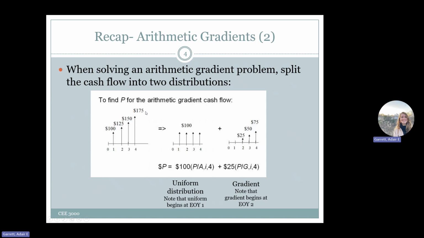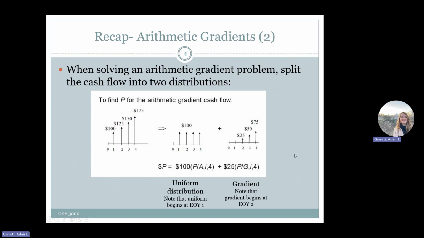And we remember from how we solved for the present value of arithmetic gradient cash flows that we broke them into 2 cash flows. One being the uniform distribution starting at end of year 1. So we see $100 per year for these 4 years shown with this 100 times a P given A factor. And we added that to this gradient distribution starting at year 2, which we can see is 100 plus 25, broken into 100 at year 2 plus $25 at year 2, shown by this $25 times the P given G factor.